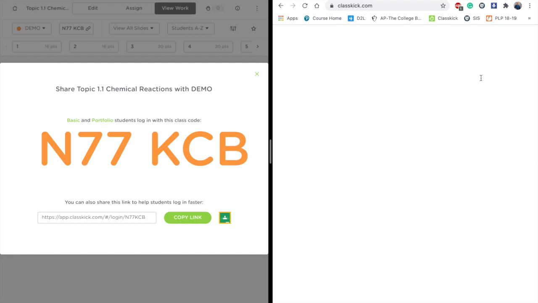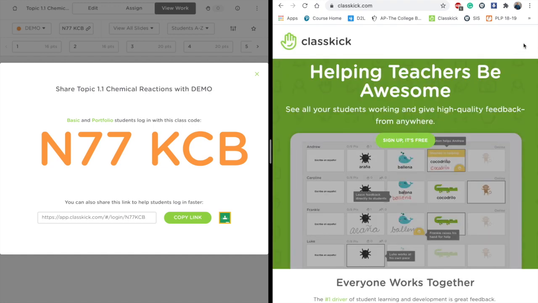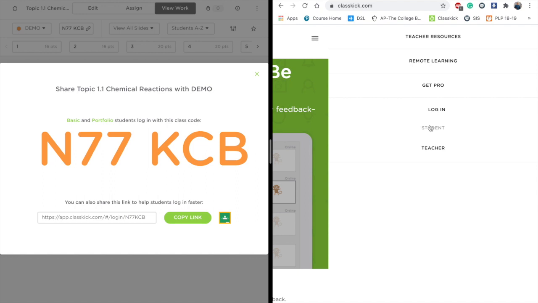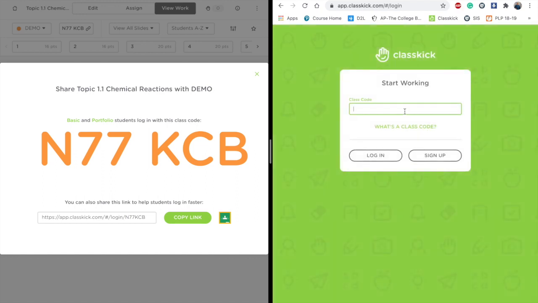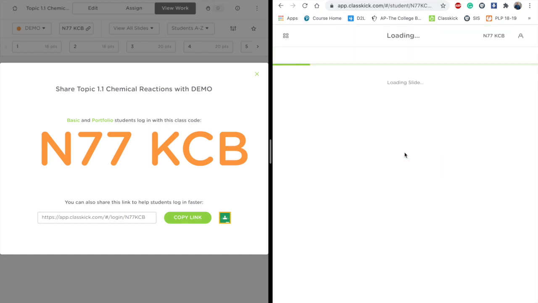and log in or sign up as a student. So as a student, when you log in as a student, it asks you the code, so just enter the code and your name. Proceed.